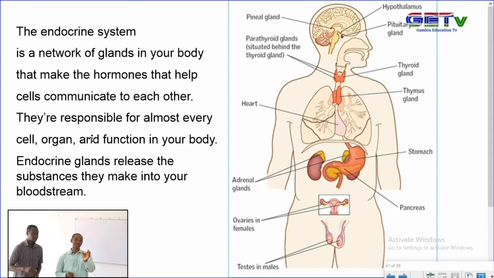Again, you need to study this and try to know the positions of the main organs, right? The main endocrine glands. So if you go to the top, right at the top, there's a small dot in the brain there.